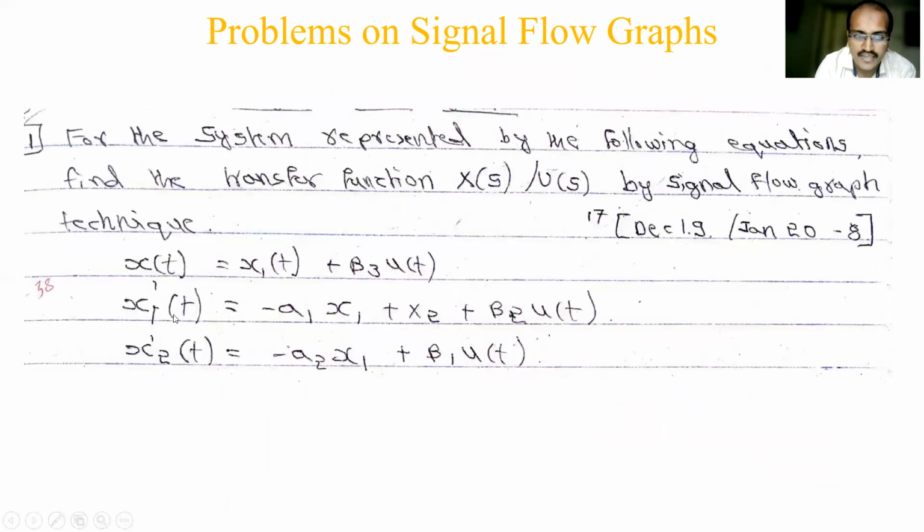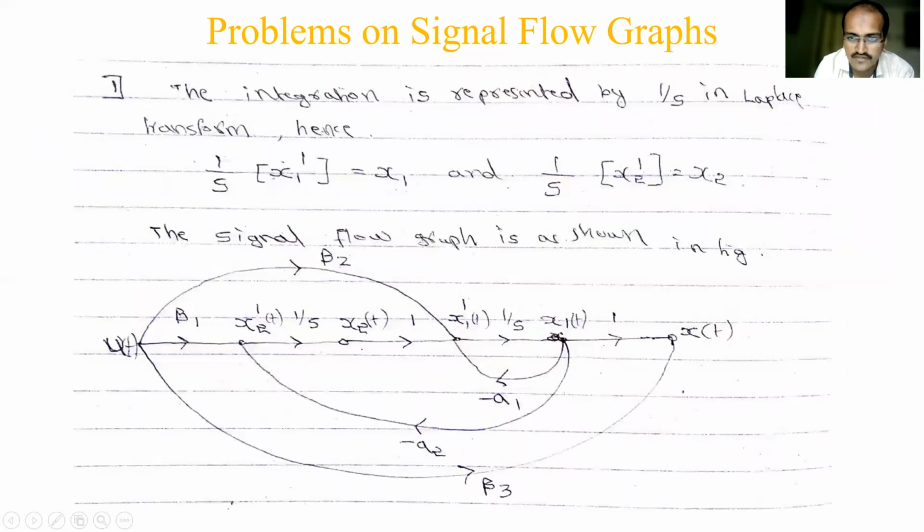So next what I have, x1 dash of t. X1 dash of t equals minus a1 x1 plus x2 plus beta 2 u of t. So how is it written? X1 is here, x1 of t. So just satisfying the algebraic sum. So the x1 dash of t is the previous one, which is nothing but beta 2 times u of t. One is this path. Then x2, plus x2. And then minus a1 x1 of t. This is a feedback now. Coming from x1 means reverse path, right? It should be shown as feedback.